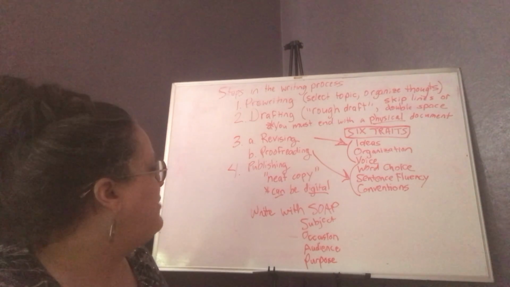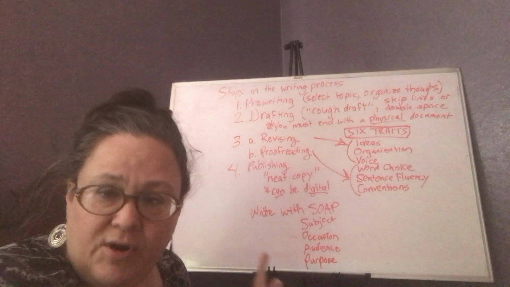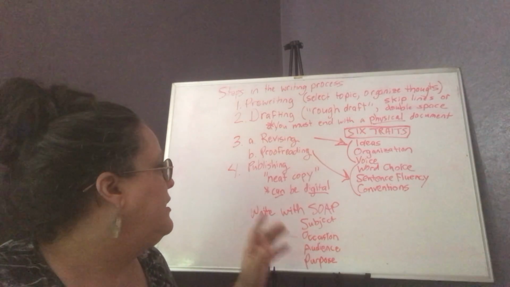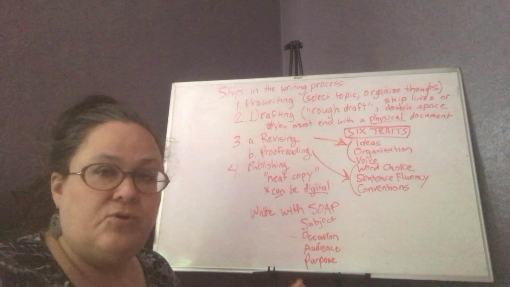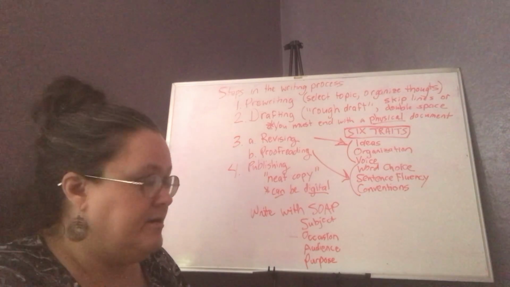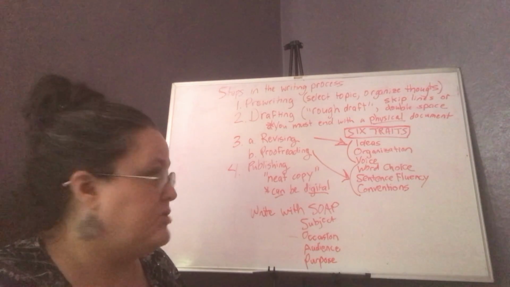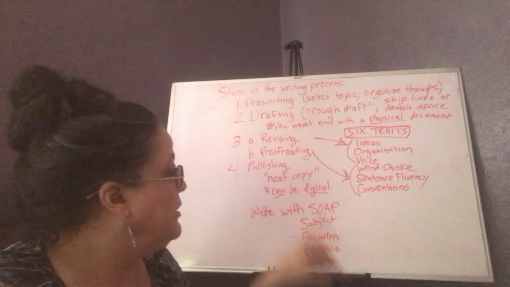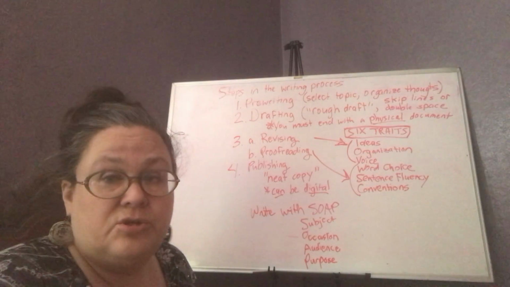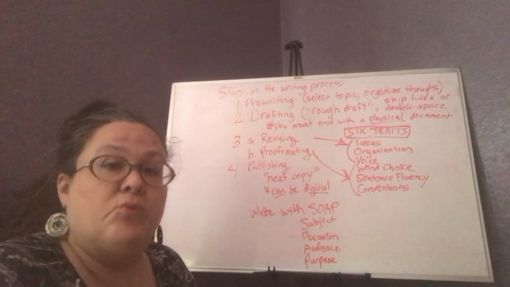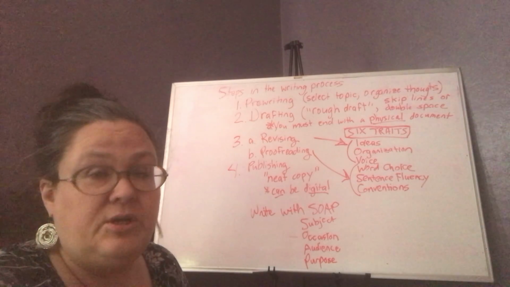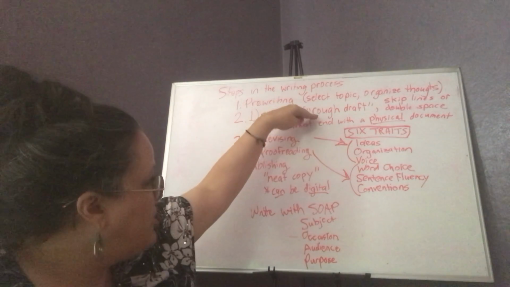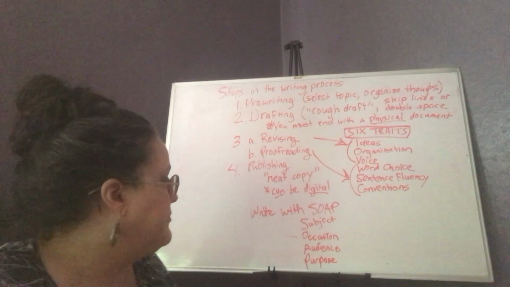Number 4, publishing. In our instance, publishing just basically means you're turning your work in. When you do step 4, you're doing a neat copy. You can either write it on your paper and take a picture just like you did with the drafting. Just make sure it's neat, please. Or it can be digital. Since we're remote, I can read your paper digitally. You do not have to print it out and take a picture. Okay? It can be digital.